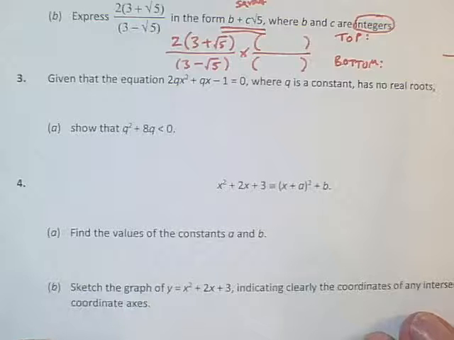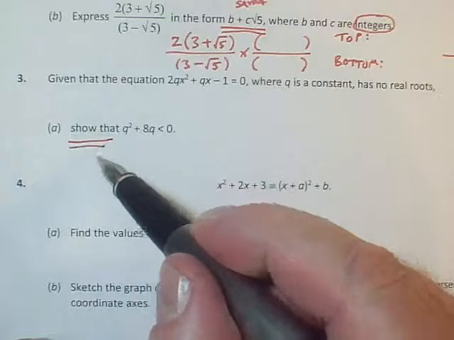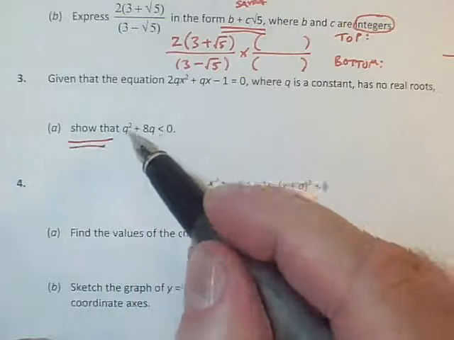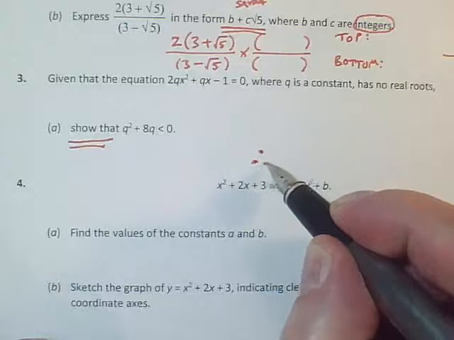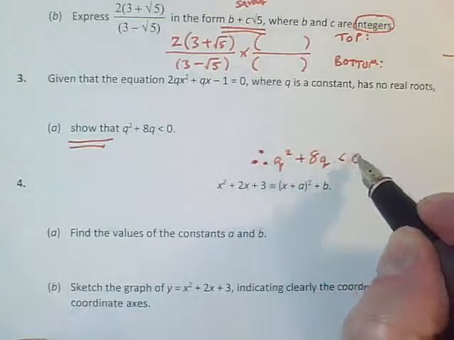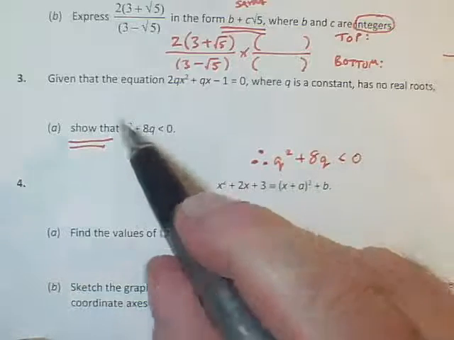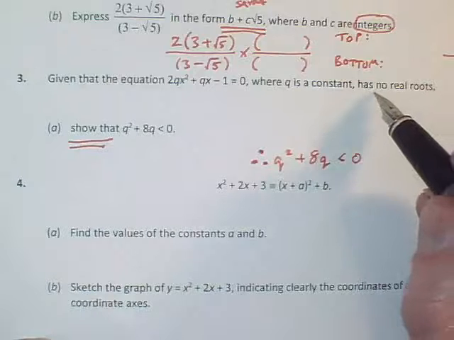Okay, in question 3, we're given a fact and we have to show that something. Now, show that means that what you're given here is your endpoint. So the very last bit of your answer is going to be, therefore, q squared plus 8q is less than 0. But that's not your starting point. This is your starting point, and this has got some trigger words in it.